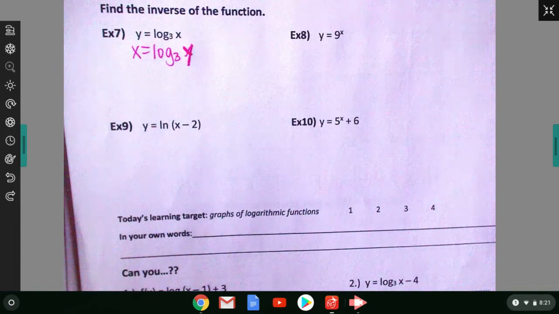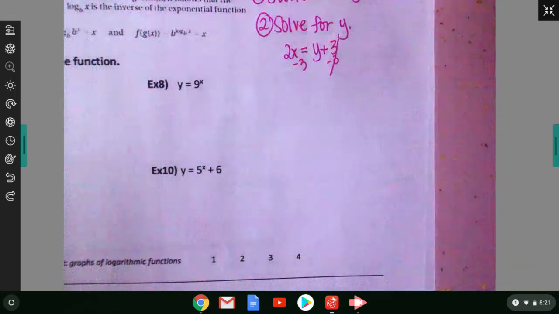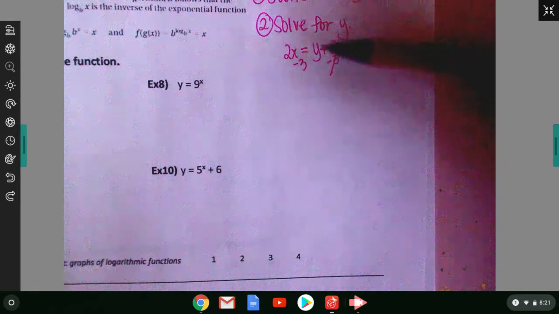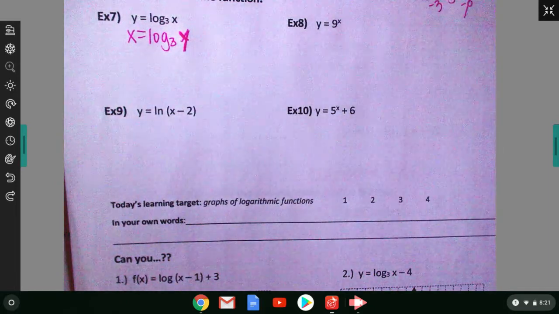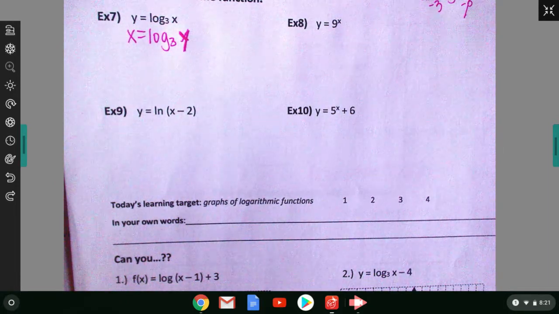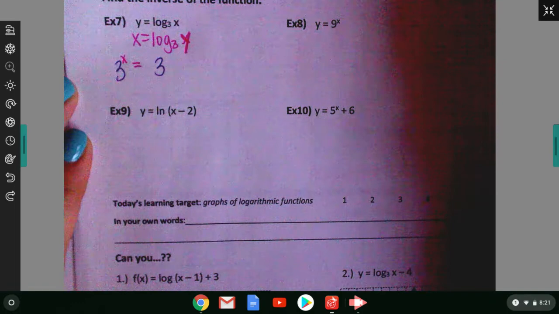We want to get rid of that log base 3. So like normally when we're solving equations, for example, say I had 2x equals y plus 3, and I want to get y by itself, I would have subtracted 3. Subtracting is the opposite of adding. Those are inverses of each other so that we can cancel it out and get y by itself. So similarly on here, I want to get y by itself, but it's got this log base 3 on it. So what we'll do is we'll take both sides with that base. We'll say 3 to the x on one side, and on the other side 3 to the log base 3 of y.